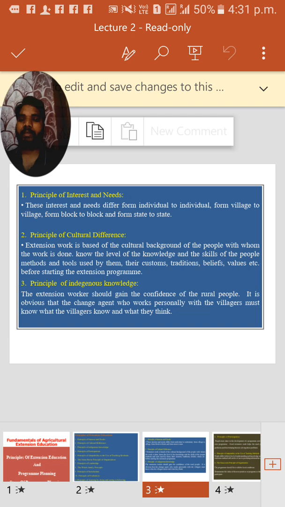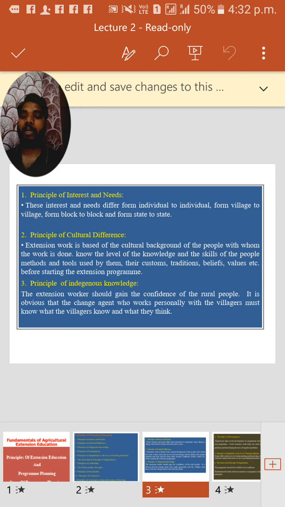Principle of cultural differences. This principle is also important. Extension work is based on the cultural background of the people with whom the work is done. Know the level of knowledge and skill of the people, the methods and tools used by them, their customs, traditions, beliefs, values, etc., before starting the extension program. When we start any program in any village, society, or community, we first need to know their culture, which type of people they are. Then, as per their culture, we can start our program.